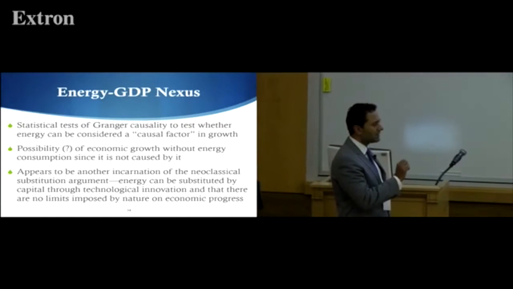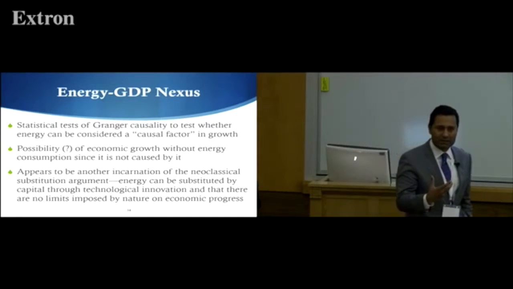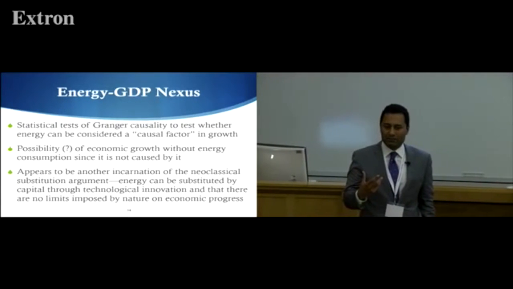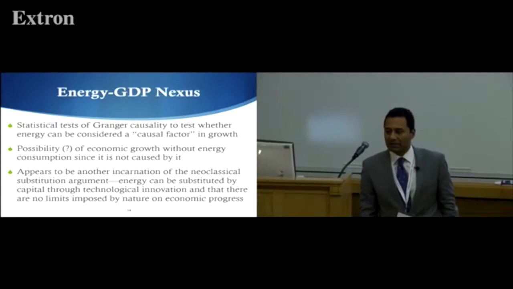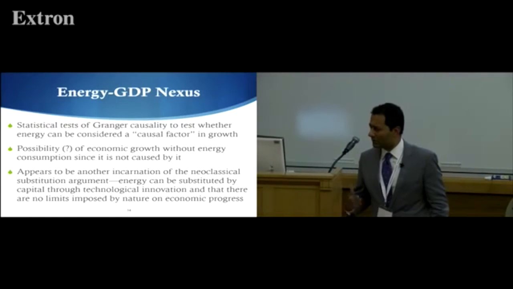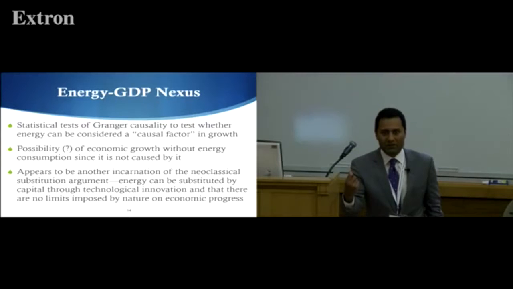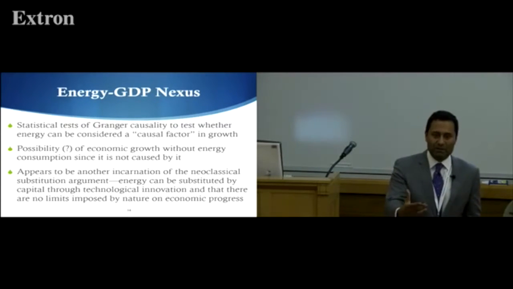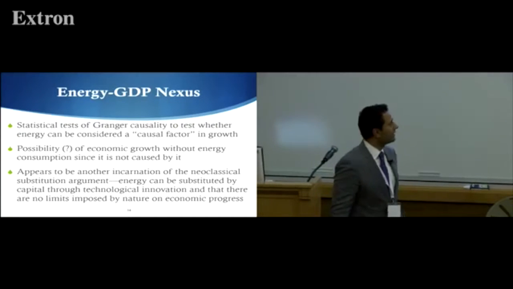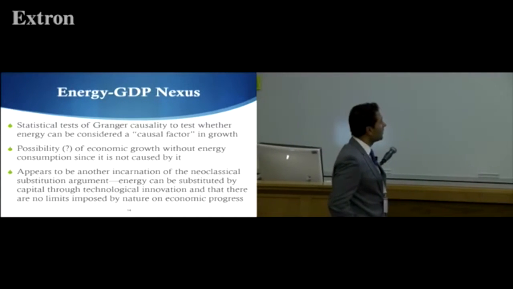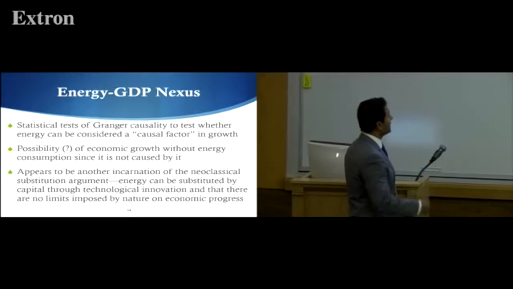But there is an interesting point hidden in this strand of literature. By entertaining the possibility that it is economic growth that causes energy consumption, we are also entertaining the possibility that if we can find an alternate way of growing economically, we don't really need that energy consumption for economic growth. So we can actually move towards a renewables-based energy regime. We don't have to keep relying on a fossil fuel-based energy regime. So there's the possibility that economic growth can actually go on without energy consumption.